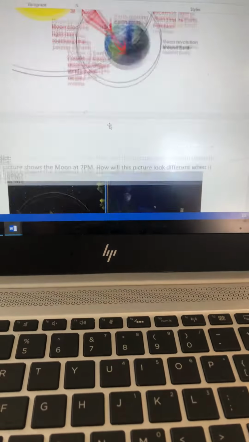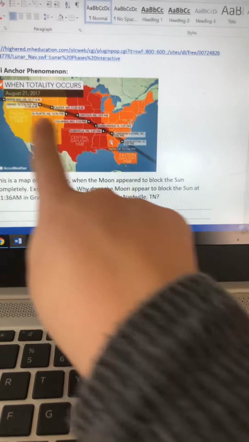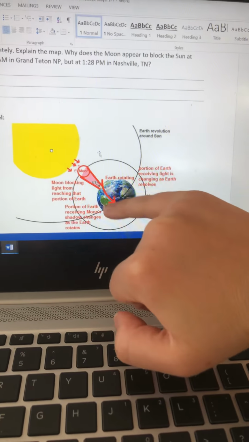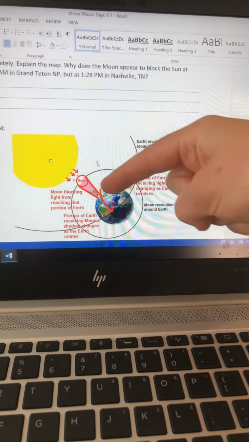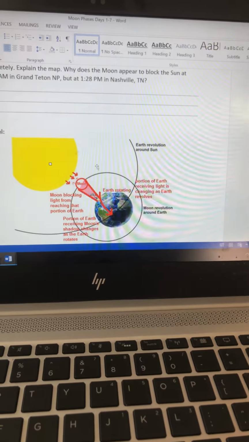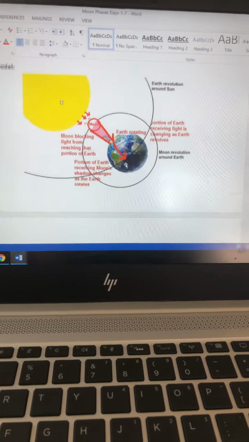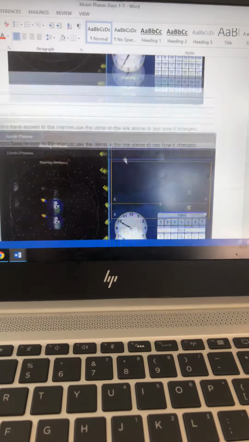So because these places here are on different parts of the world, as Earth was rotating, it was experiencing that eclipse at a different time because the moon was blocking the sun at different points based on Earth's rotation.